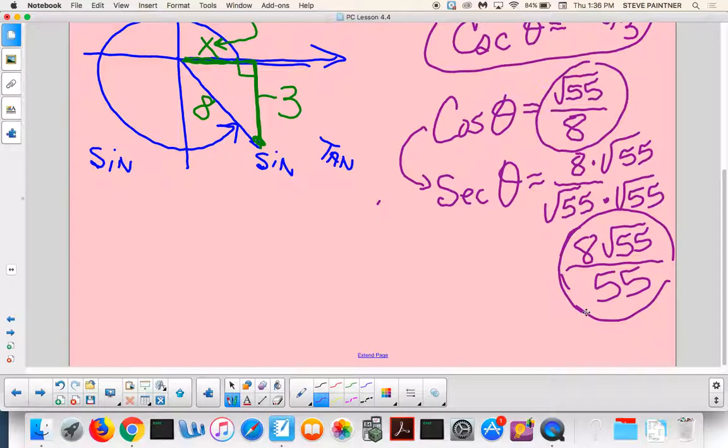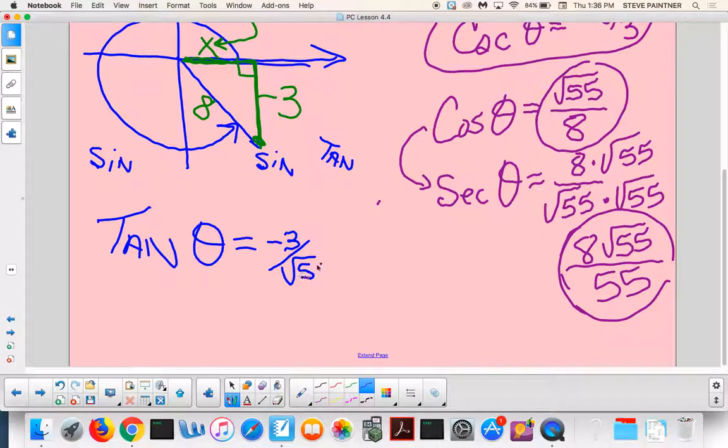And the last two are what? Tangent of theta equals, looking there, Katie, what is it? Negative 3 over square root of 55. You agree with that, right? Yeah, and then you rationalize, you got what? Negative 3 square root of 55 over 55. Okay, good. And then Katie, can you just finish the cotangent?